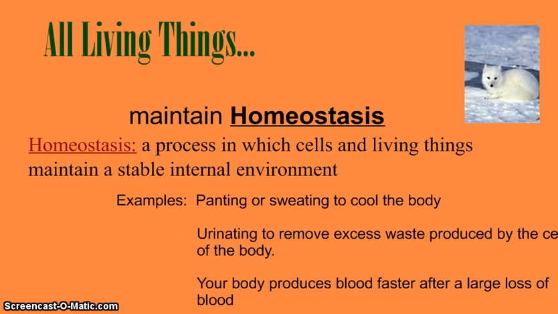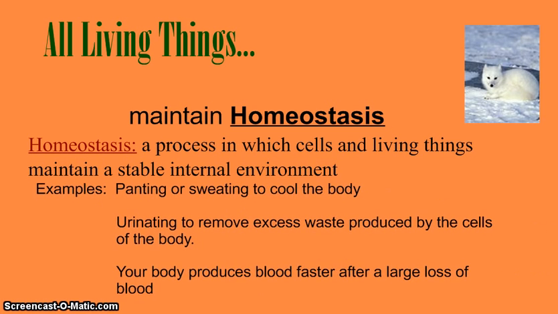Some examples that we use to demonstrate homeostasis would be panting or sweating to cool the body, where the body has a specific temperature it wants to operate at and relies upon that temperature to be at. Urinating to remove excess waste produced by the cells of the body. Your body producing blood faster after a large loss of blood. So all these ways of making sure our internal environments remain stable and can operate the way they were supposed to.